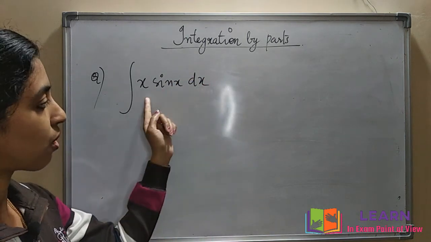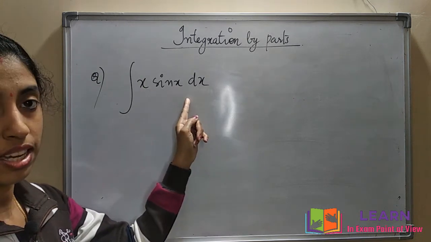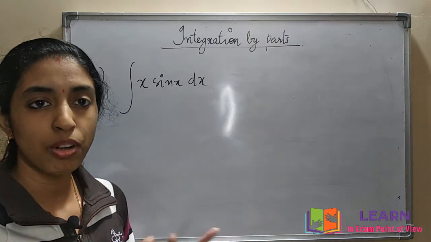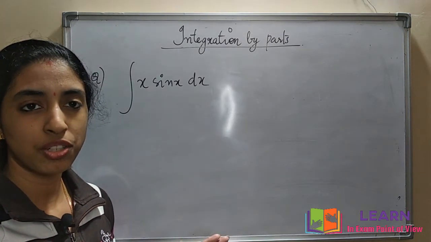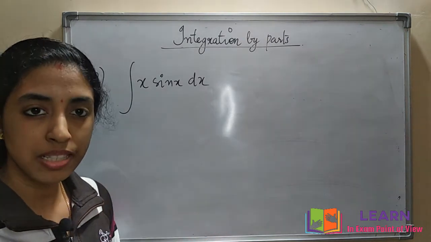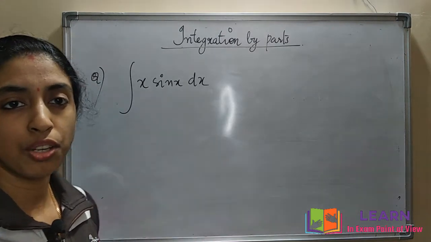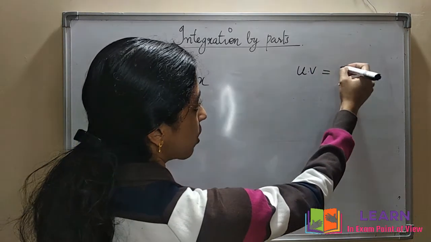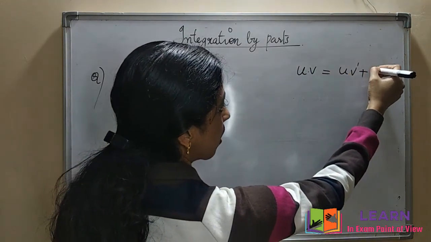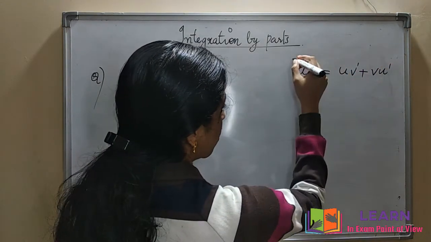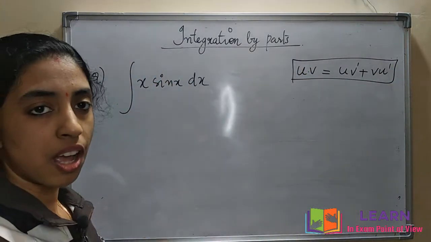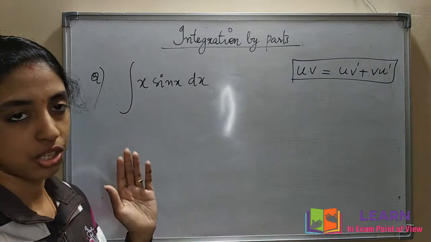There are two functions of x. One is x, another is sin x. In differentiation, you have studied the UV product rule: first function into derivative of second plus second function into derivative of first. Remember that? If it is UV, you will write U into V dash plus V into U dash. This was the product rule in differentiation. How will it be in integration?